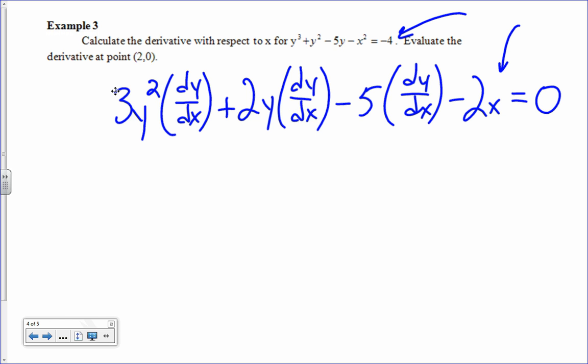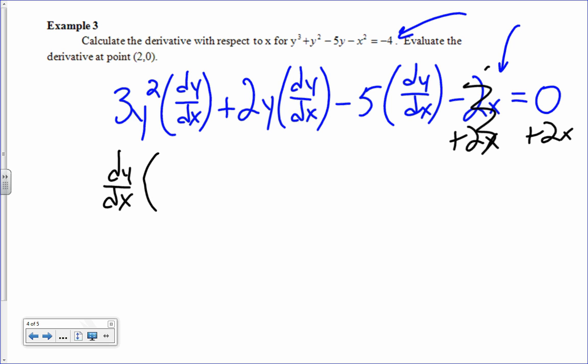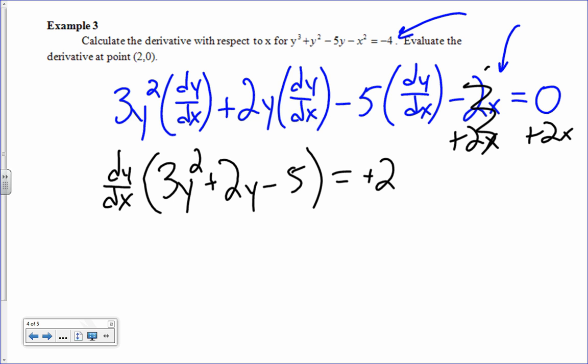Move it, get it out of there. How do I get it out of there? Just erase it? Yeah, quick. No, you add 2x to the other side. So now, this is gone. I've got all of that on the left hand side in blue with dy dx's on it, equals 2x. Well, they all have a dy dx. Well, why don't we factor it out? So it's 3y squared plus 2y minus 5 equals positive 2x. Had to save that one there. I almost wrote negative 2x. It was close.